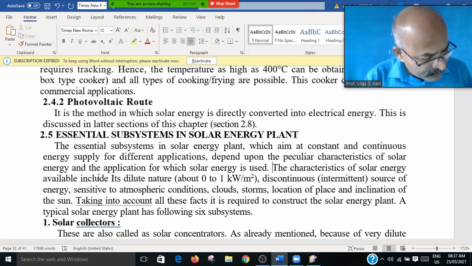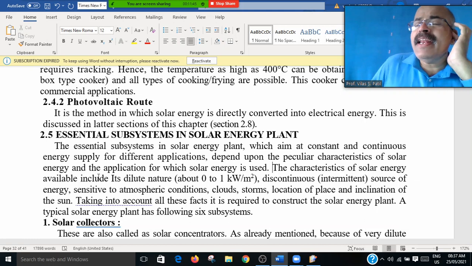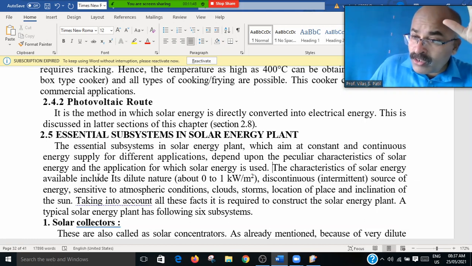Friends, we know that solar energy is very invariant around the earth's surface.